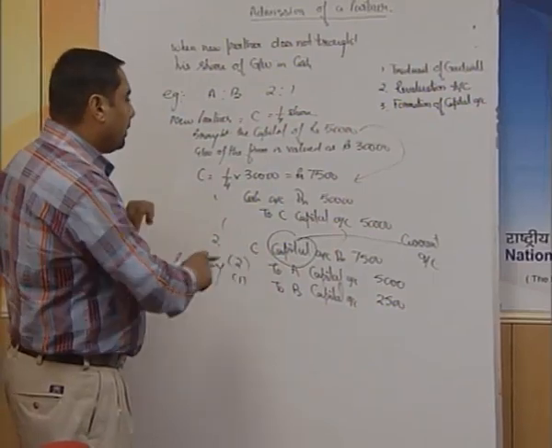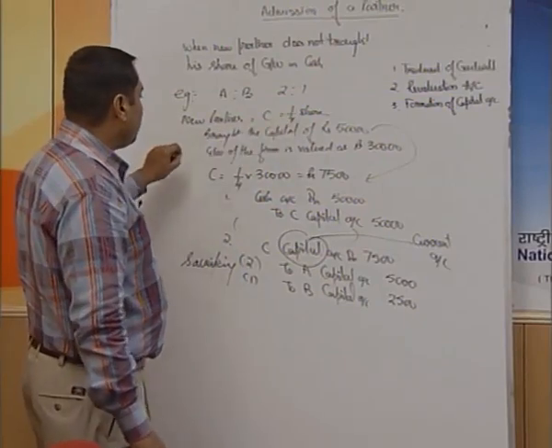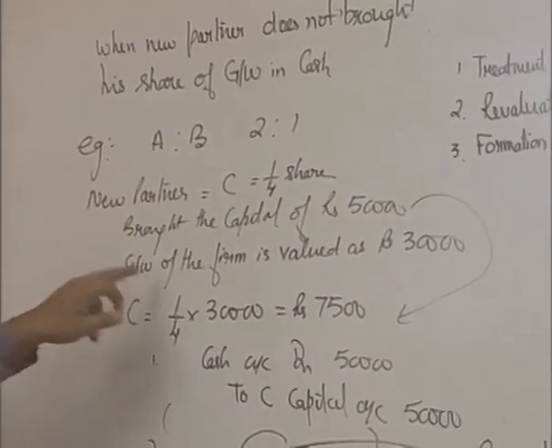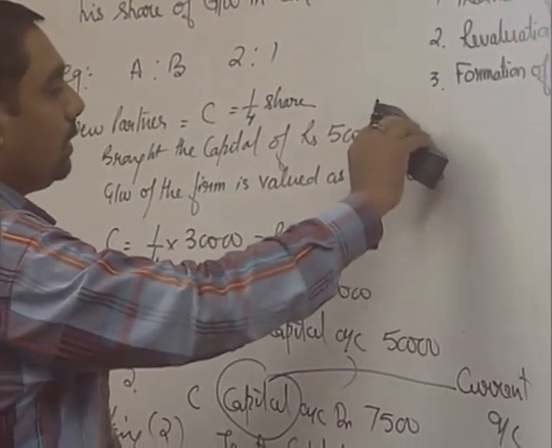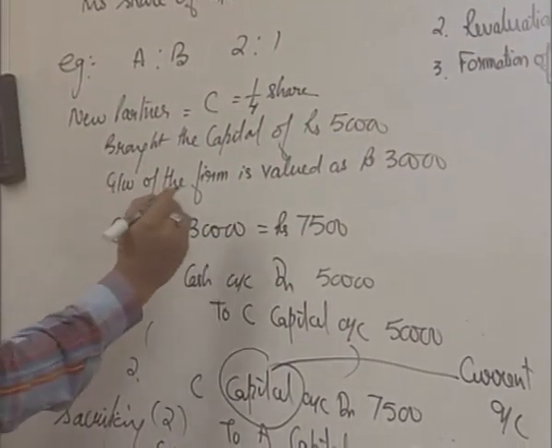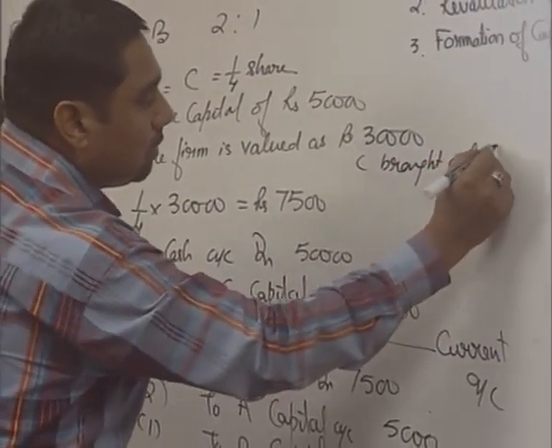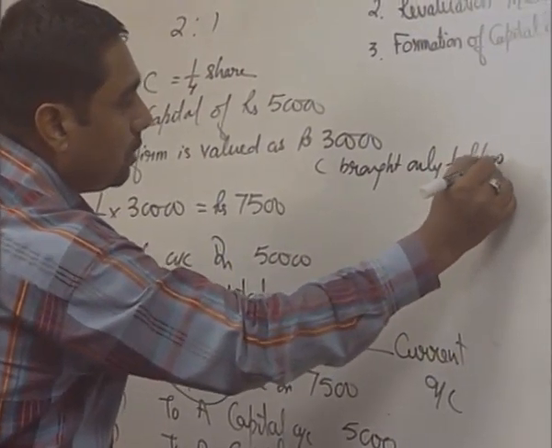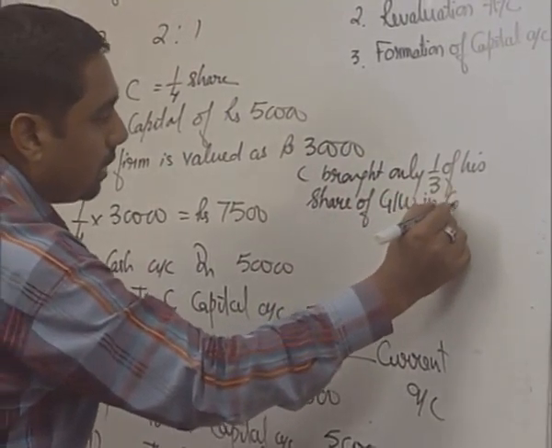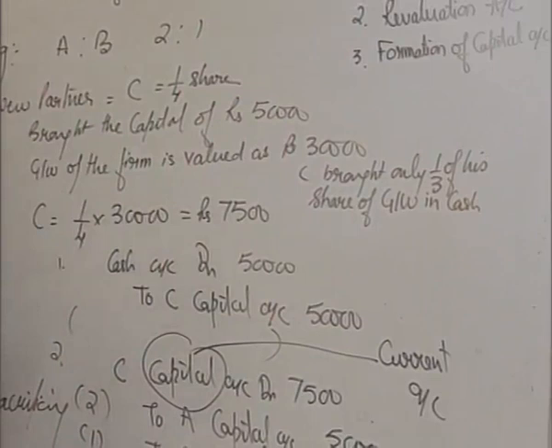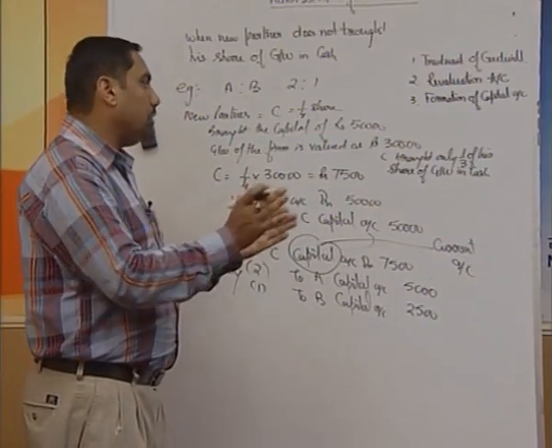Keeping the same question in mind, suppose A and B are the partners in the ratio of 2:1. New partner C is going to be admitted for 1/4 share, brought the capital of 50,000, goodwill of the firm is valued at 30,000, and I am going to add one more line: C brought only 1/3 of his share of goodwill in cash. So, this is another situation where a new partner is going to bring the goodwill in cash, but not in full, only in part.